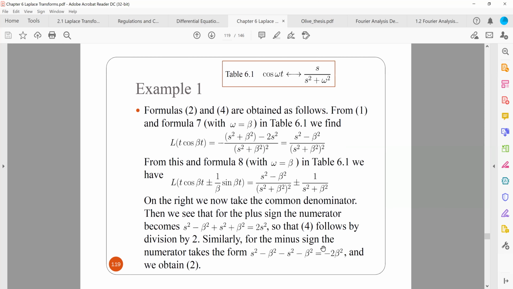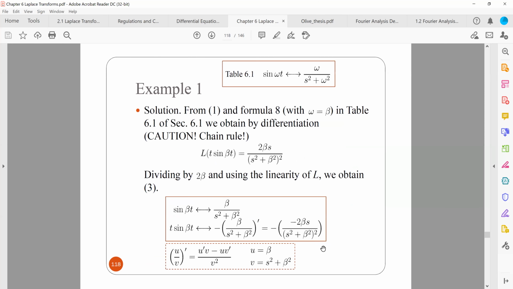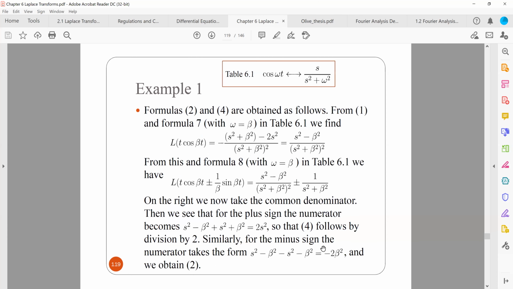Again, you put the minus sign for the minus terms, because they want us to end up with 1 over s squared plus beta squared squared. So you have to divide by that beta squared. If you divide by the 2 beta squared, the expression you get after subtracting is 2 beta squared over s squared plus beta squared squared.